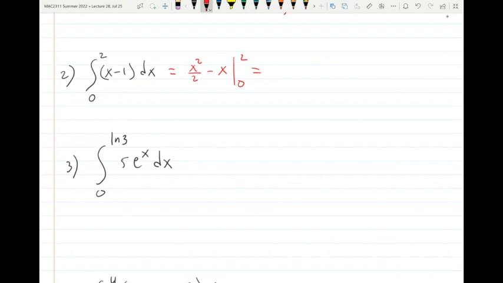You plug in 2, what do we get? So we get 4 over 2 minus 2, then minus, then plug in 0. That's 0 minus 0. Yes? So what's the answer here? 0. As expected.